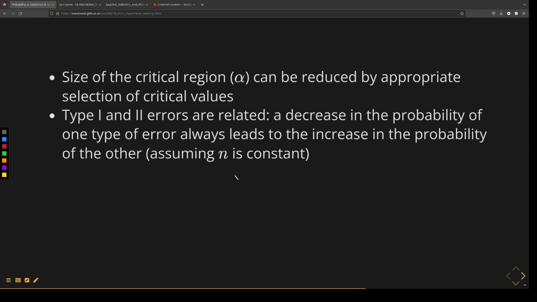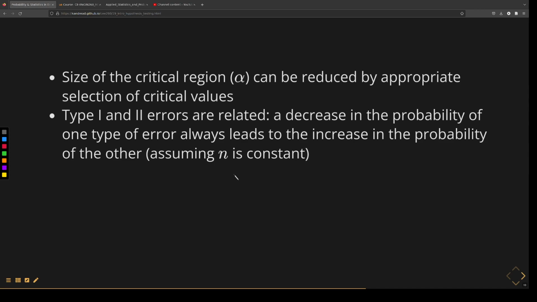Now, the type 1 and type 2 errors are related because reducing the probability of one type of error will always lead to an increase in the probability of the other. If we keep the sample size the same, obviously if we decrease the probability of, let's say, type 1 error, so we decrease the probability that we're going to reject the null hypothesis even though it's true, that will change the type 2 error in the opposite way.